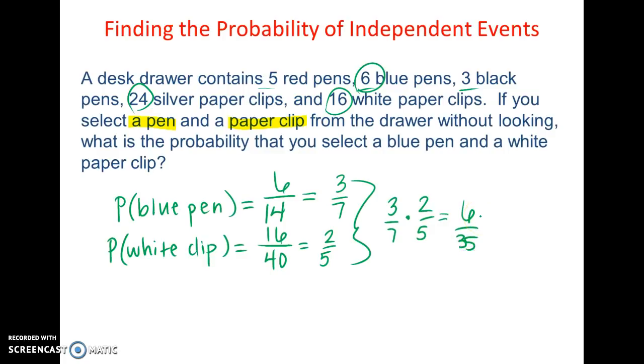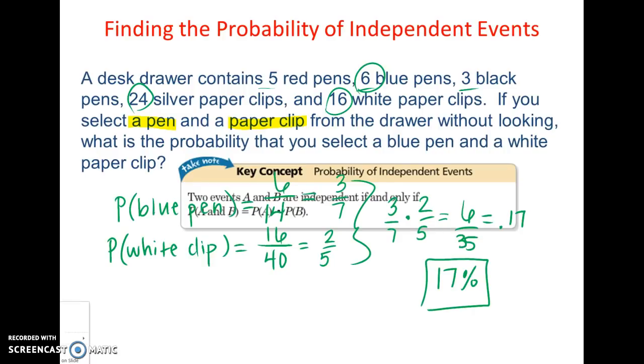If we put that into our calculator, we figure out the decimal and we can turn it into a percent. So 0.17, which means about a 17% chance that I'll pull a blue pen and then a white paper clip.